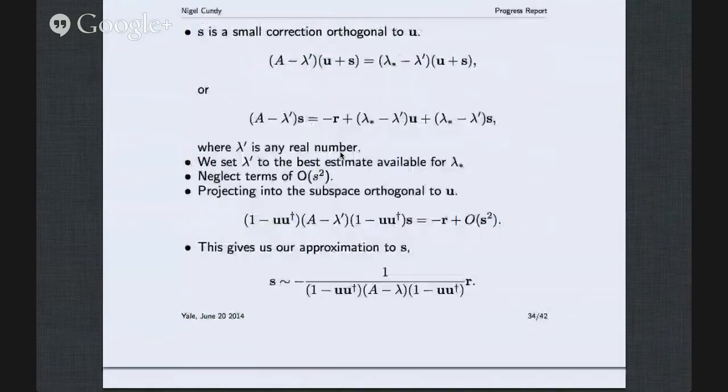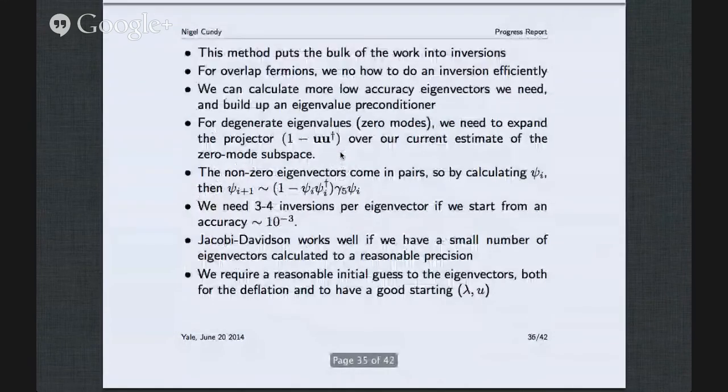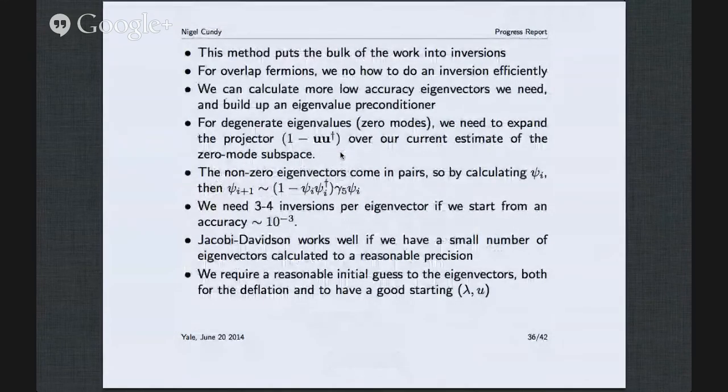And I should say, because most of the work is done in the inversion, for overlap fermions, obviously, we know how to do an inversion reasonably efficiently.